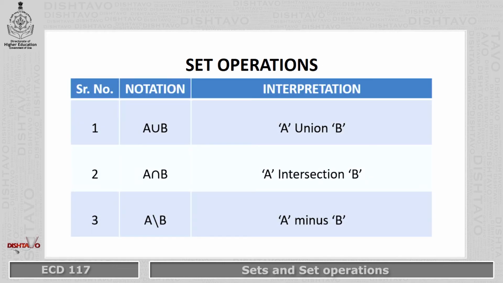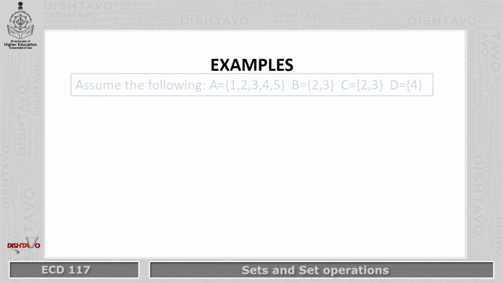Now, we come to set operations. We have three basic operations here. The first one is A union B, the second one is A intersection B, and the third one is A minus B. We will be looking at these closely in the next Venn diagrams. Let us take an example.